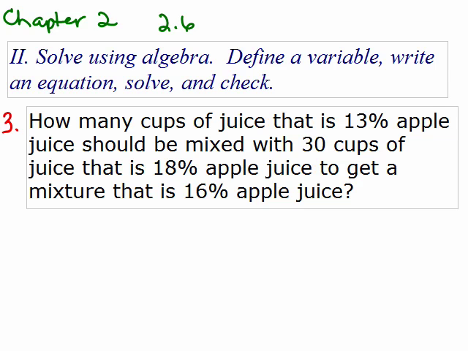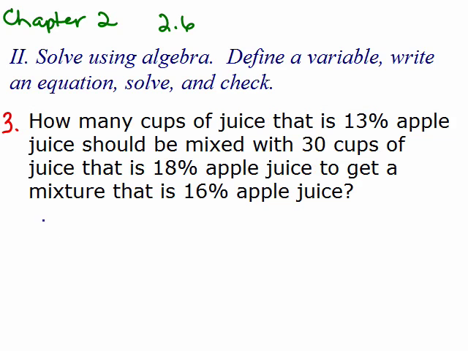Number 3: How many cups of juice that is 13% apple juice should be mixed with 30 cups of juice that is 18% apple juice to get a mixture that is 16% apple juice? So what we're doing here is taking two concentrations of apple juice and mixing them together to get a concentration somewhere in between. So we have a 13% and 18%.